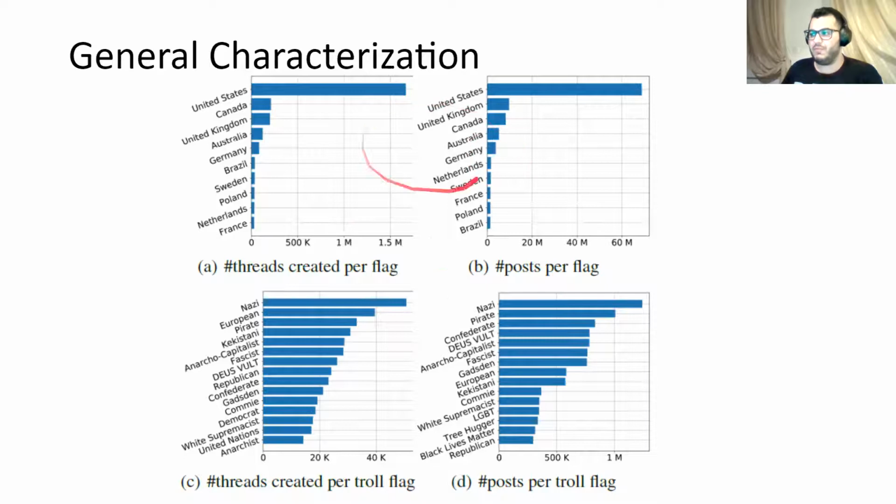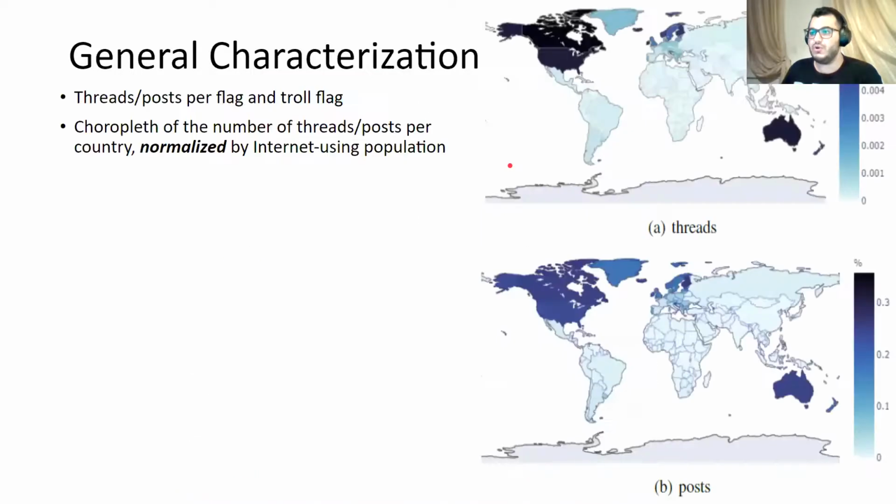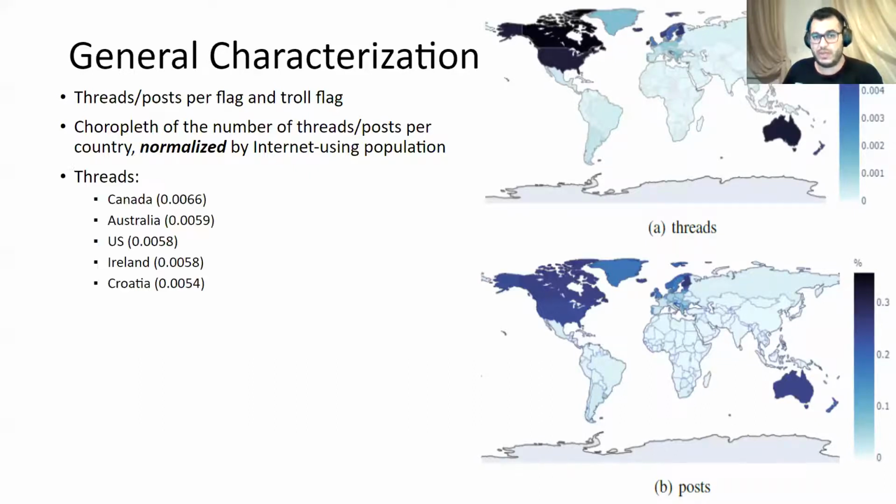But there is a problem with this figure here. It's not normalized, as the internet using population of these countries is not normalized. So to this end, we plot the choropleths of the number of threads and posts per country, but this time we present normalized data based on internet using population.